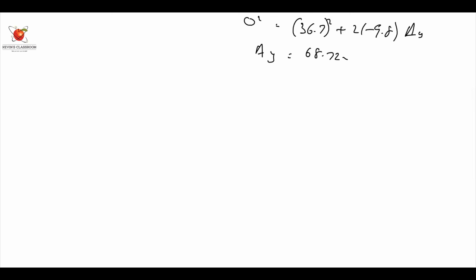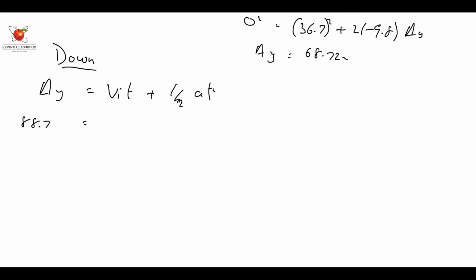I am now on my downside. Delta y is equal to v initial times t plus a half a t squared. Delta y I know is 88.72, just calculated that. That equals 0 times t, because v initial was 0, plus a half times 9.8, it's positive, times t squared. And I calculate t to be 4.255 seconds.